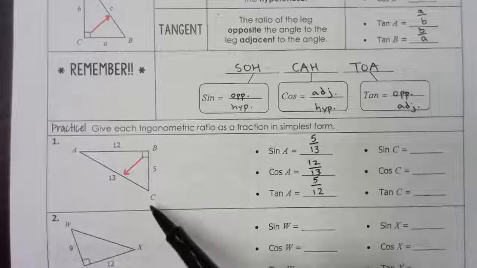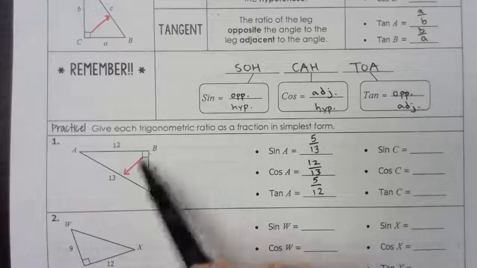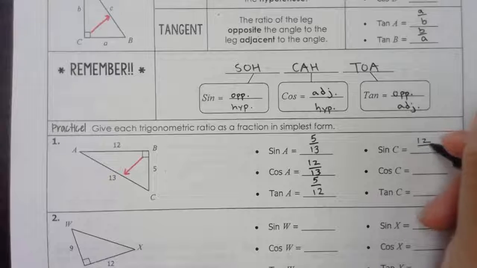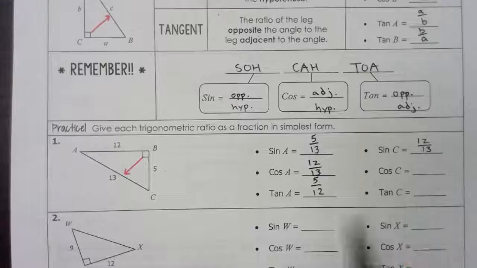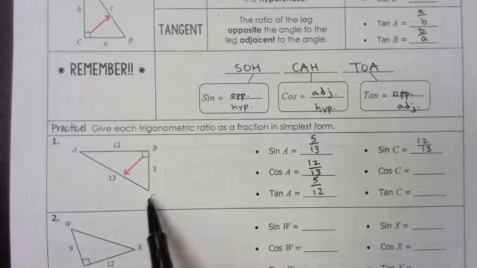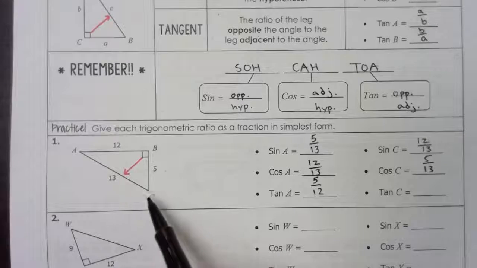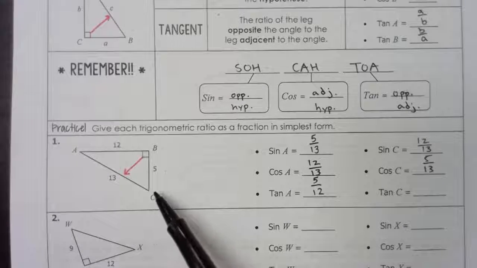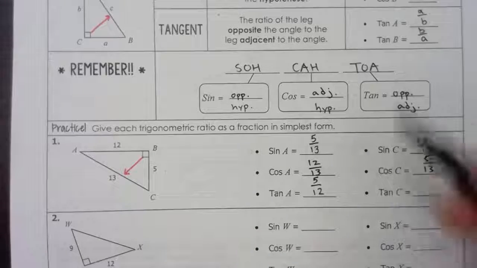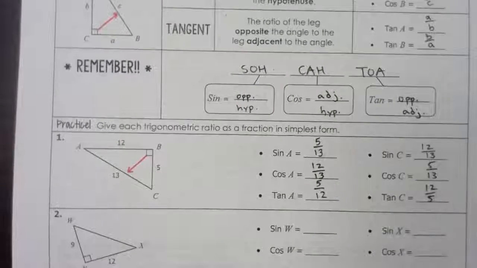Sine of C, here's C, opposite over hypotenuse, so 12 over 13. And then cosine of C is adjacent over hypotenuse, so what side is next to angle C that is not the hypotenuse? That's going to be 5, so 5 over 13. Tangent of C is opposite over adjacent, so what's opposite to angle C? I have 12, adjacent is 5, so 12 over 5. And that's it. We just listed all the ratios.